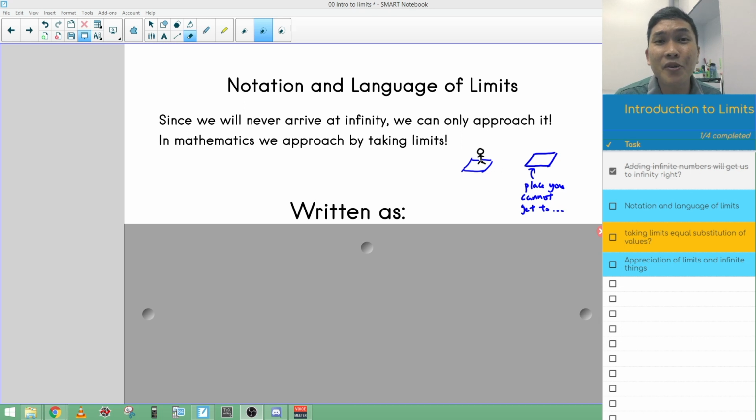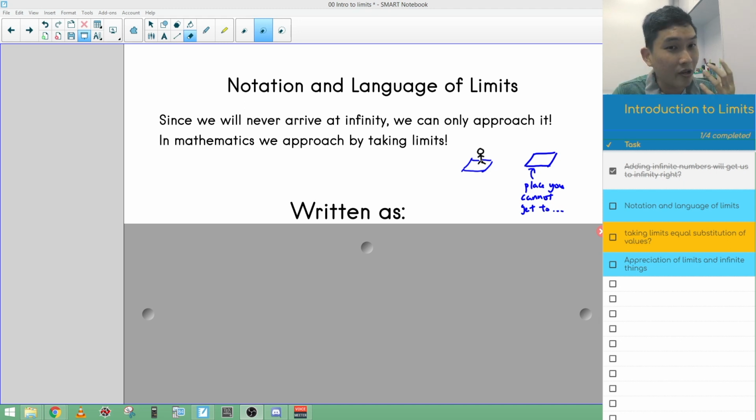So in the first video, we talked about approaching some number, right? The example that we used was infinity because we know infinity is not a number. It's just a place we cannot get to. So we can only approach it. And to approach things in mathematics, we have to use this tool called limits.